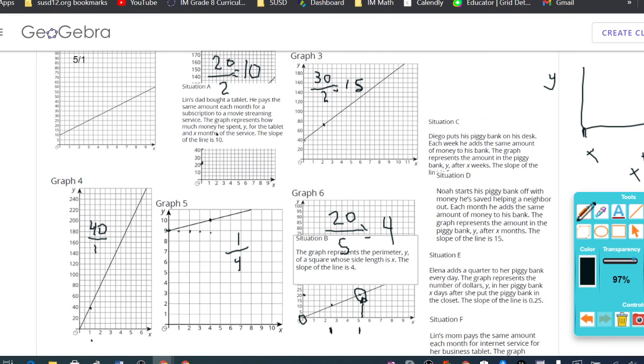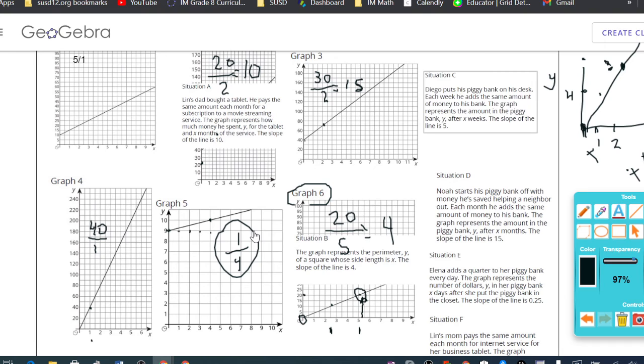So if X equals 0, the perimeter is 0. If X equals 1, the perimeter is 4. If X equals 2, then this would be 2 plus 2 plus 2 plus 2. The perimeter is 8. So we're having a pretty steep line that starts at the origin and has a slope of 4. So that's graph 6. Sorry, graph 6, not graph 5. Graph 5 slope is 1/4. My mistake. Let me keep going.